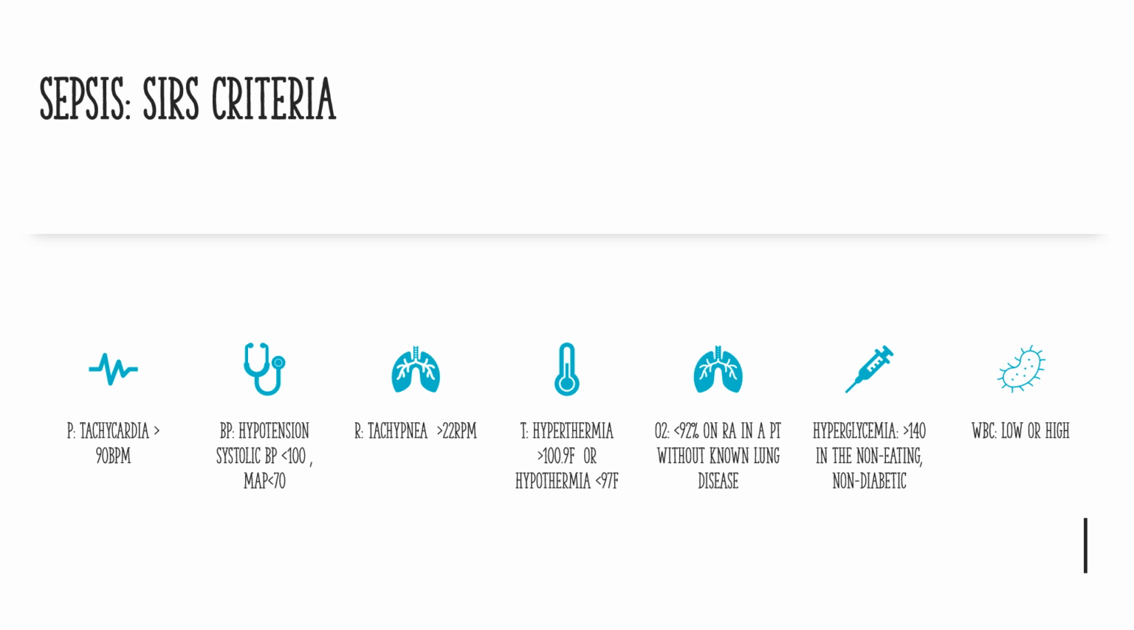Oxygen is going to be less than 92% on room air in a patient without known lung disease. So like your COPDers, right? They're always going to be a little bit lower, so keep that in mind. Hyperglycemia is going to be greater than 140 in the non-eating, non-diabetic patient. And we're going to talk about how blood sugar elevations are a little bit okay to feed that fever, but we don't want to be too high. And then white count, low or high. So again, you need 2 of these things to be positive to have a positive SIRS criteria. And these are really basic skills, right? Getting vital signs is a basic skill.